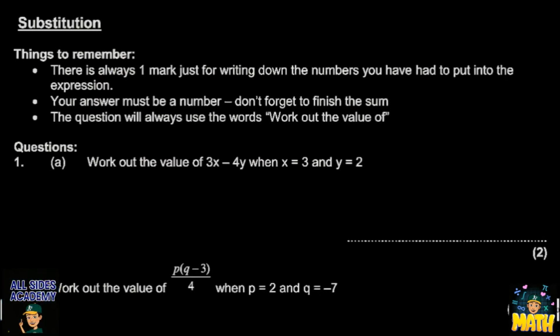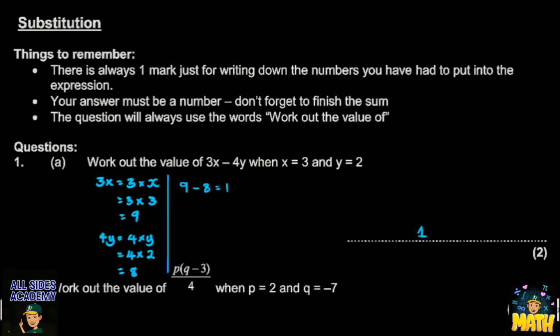We'll start with substitution, and the first question gives us 3x minus 4y, and we are supposed to substitute the value of x with 3 and the value of y with 2. So 3x will be 3 times x, which is 3 times 3, which is 9. 4y will be 4 times y, which is 4 times 2, which gives us 8. So 9 minus 8 gives us 1.